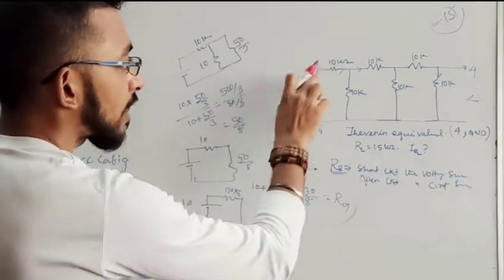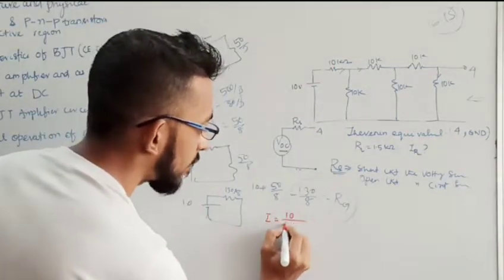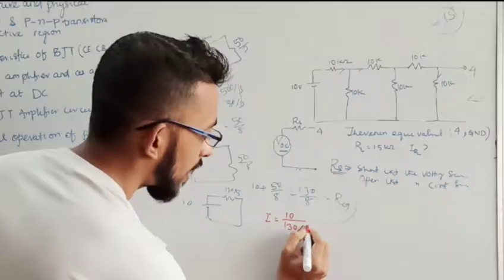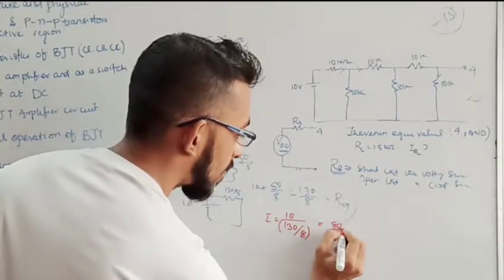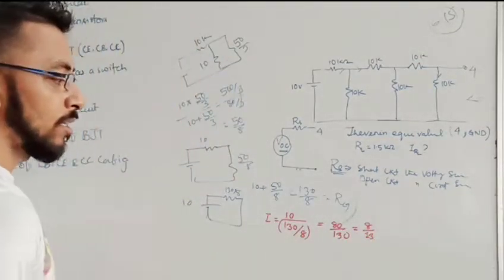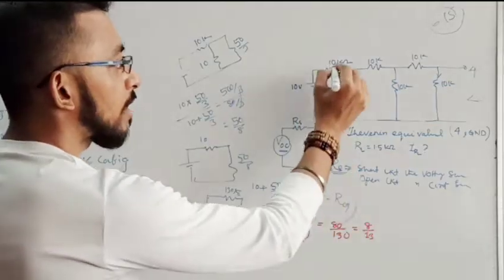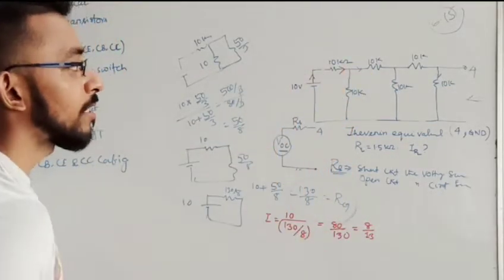Now I have to find the current that is developing here. My current is nothing but voltage 10 divided by 130 by 8. This 8 will move to the numerator, it will become 80 upon 130, which is nothing but 8 by 13. So this is the current that is developing here, I mean from this voltage source. This is the 8 by 13.